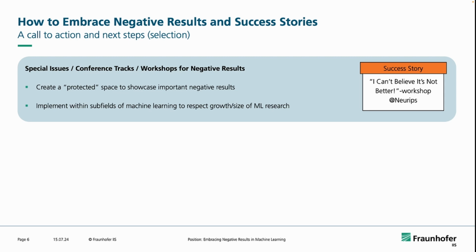We think this should be implemented within subfields of machine learning, simply because of the size of the machine learning research community. There's only one or two venues a year where you can publish negative results. This will really not change that much.